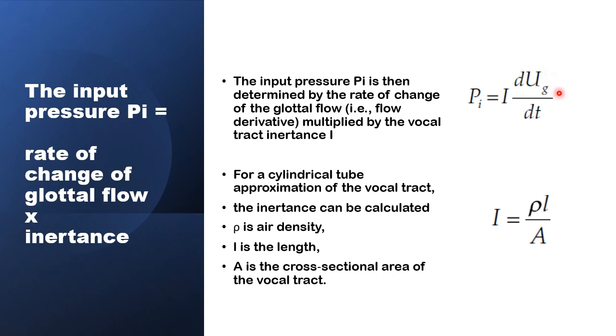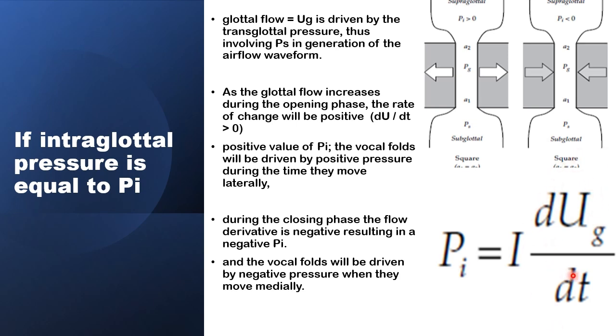When the glottal flow increases rapidly, this is going to increase, and when it decreases rapidly, this is going to decrease. And this would be reflected through the pressure Pi into the Pg, which is now equal to it. So this change in the glottal flow rate is basically dependent on the difference between the subglottic pressure and the supraglottal pressure. If this is increasing in the opening phase, then this value is going to increase and increase the input pressure, and the intraglottal pressure would also increase, and this is going to drive the vocal folds apart during the opening phase.